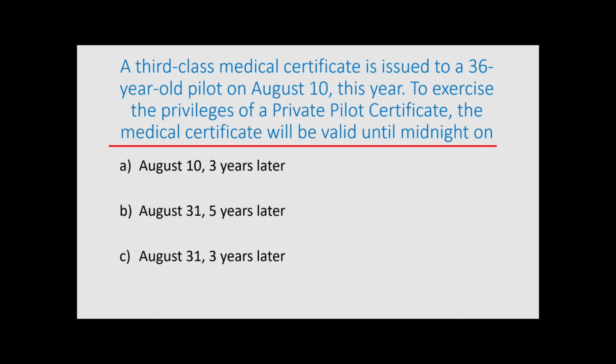A third-class medical certificate is issued to a 36-year-old pilot on August 10th of this year. To exercise the privileges of a private pilot certificate, the medical certificate will be valid until midnight on August 31st, 5 years later. If a private pilot had a flight review on October 30th of this year, when is the next flight review required? October 31st, 2 years later.